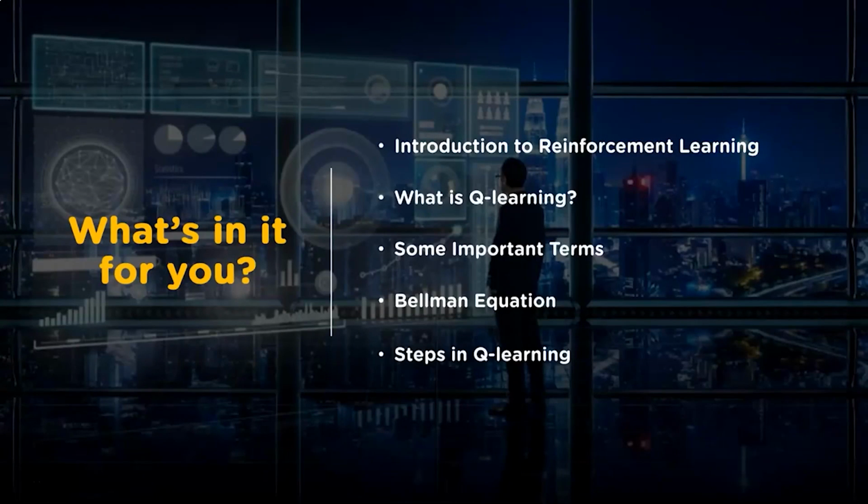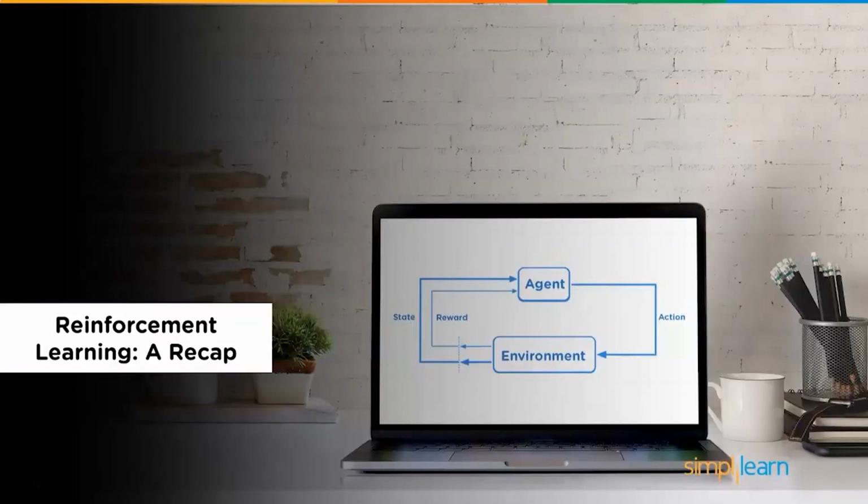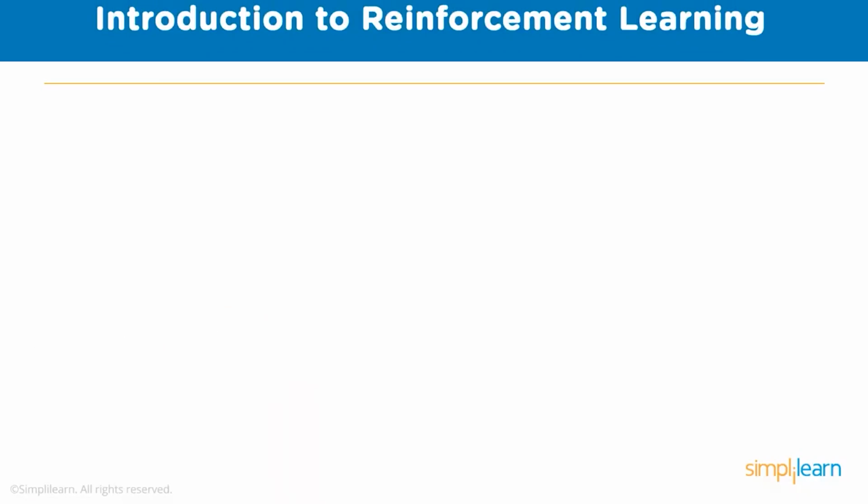What's in it for you today? An introduction to reinforcement learning. What is Q Learning? Some important terms, the Bellman equation, and steps in Q Learning. A quick recap. So we're going to go back and do a reinforcement learning recap. And you'll remember we have our agent, our action, our environment, and our reward, and the state.